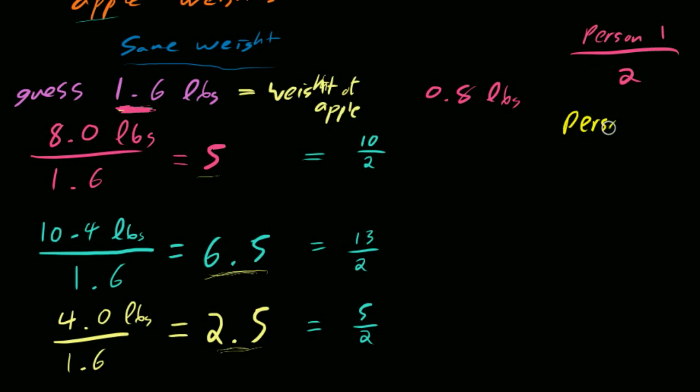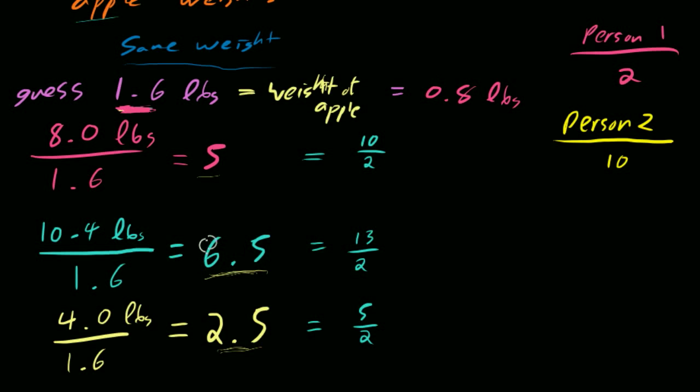Then person 2, whose apple basket weight was 8.0 pounds. And we knew that if we imagined that an apple was 1.6, they would have picked 5. But if an apple weighs half as much, they're going to have picked 10, right? So person 2 would have picked 10 apples. How about person 3? We first imagined that an apple could weigh 1.6 pounds, but now we're guessing that an apple actually weighs 0.8 pounds. That is our second guess.